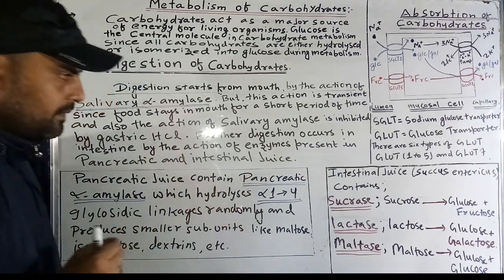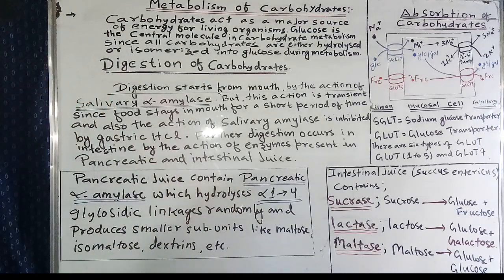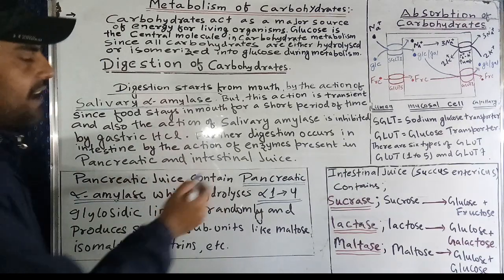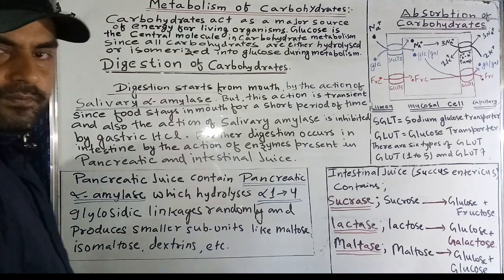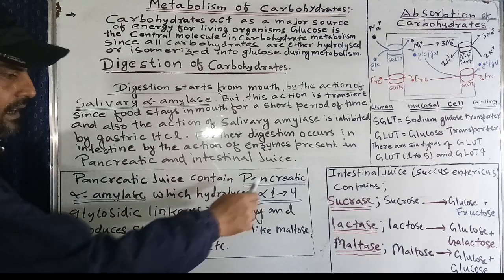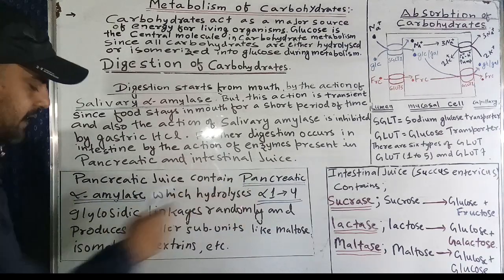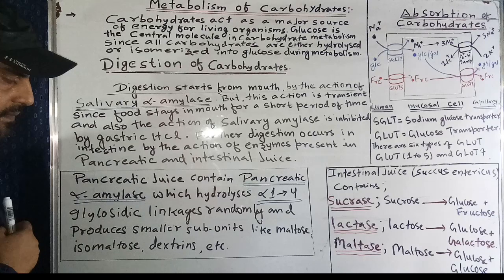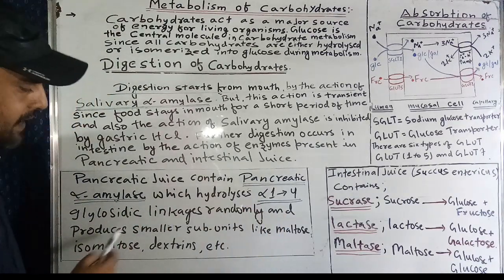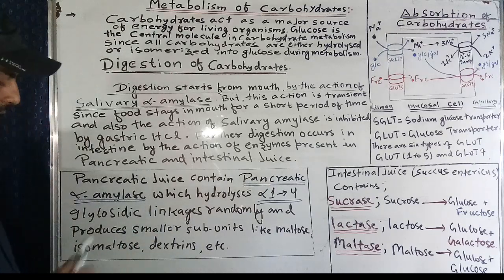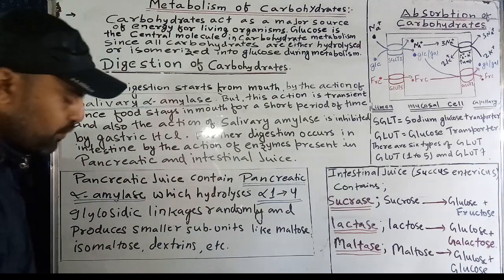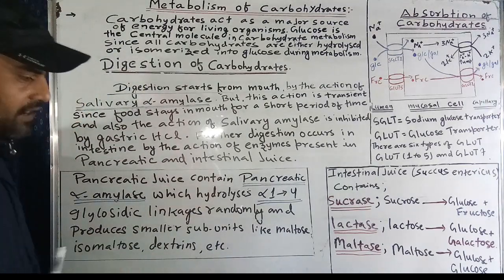upon the entry of food. Further digestion occurs in the intestine by the action of enzymes present in the pancreatic and intestinal juice. Pancreatic juice contains an enzyme known as pancreatic alpha amylase, which hydrolyzes alpha 1,4 glycosidic linkages randomly, and then it produces smaller subunits like maltose, isomaltose, dextrins, etc.